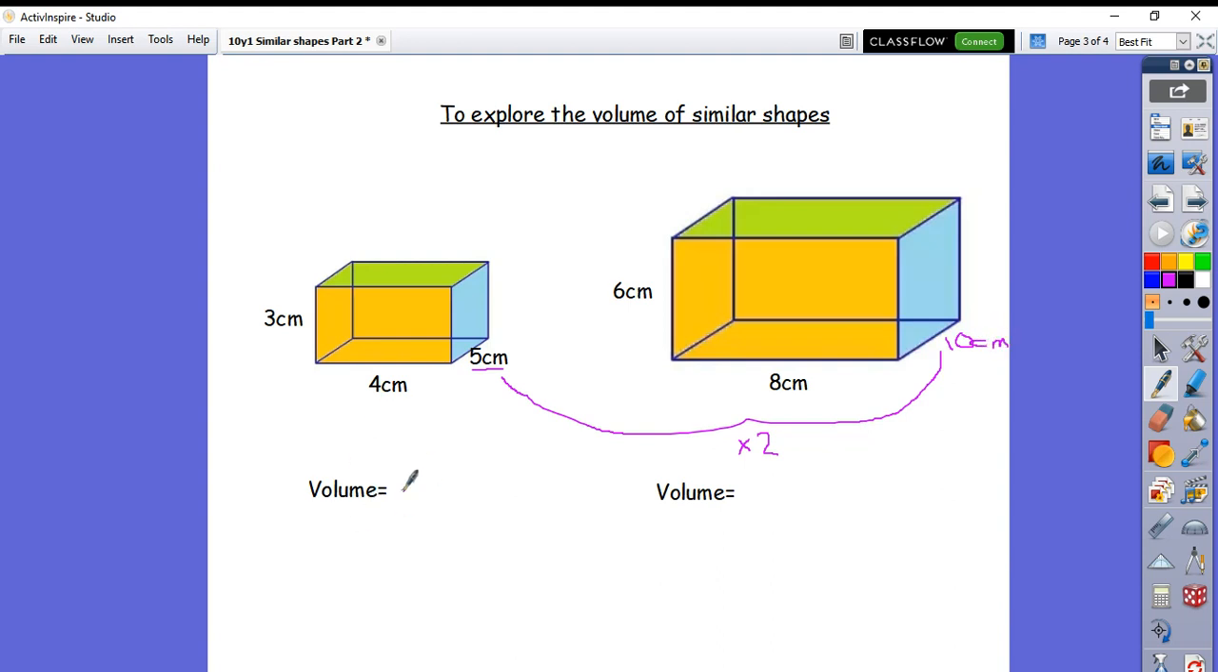We're going to have a look at the volume now. So if we relate this back to when we were working out volume of prisms, we worked out the area of the cross-section first, which is 3 multiplied by 4, which gave us 12. And then we took that, we multiplied it by the length. So in this case, this equals 60 centimetres cubed.